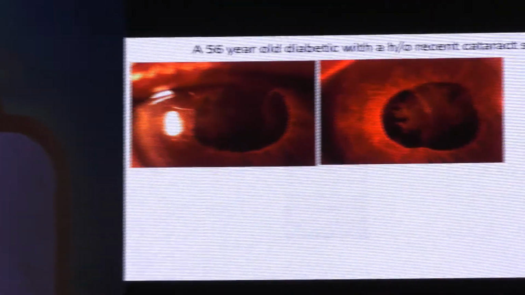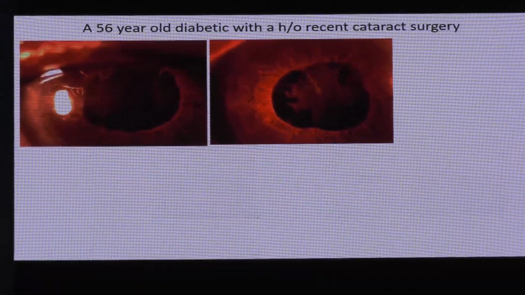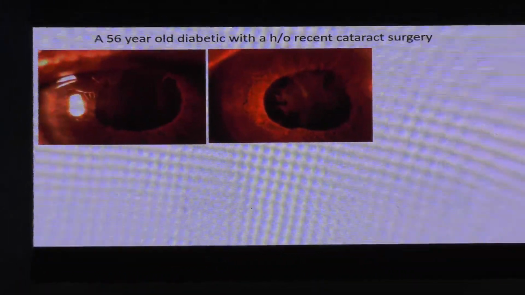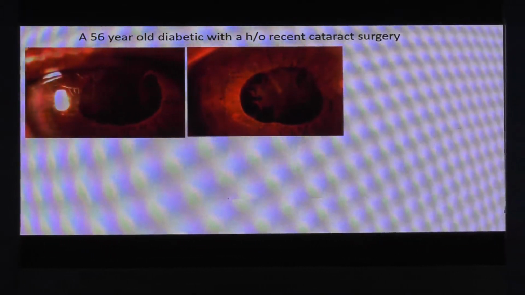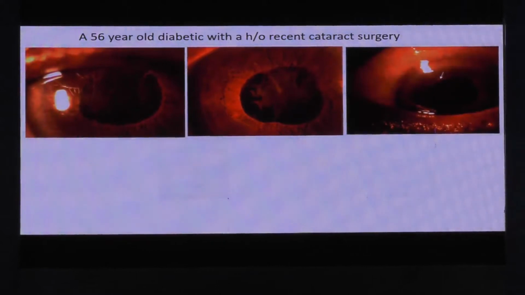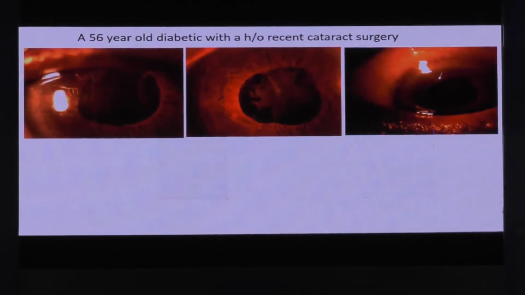This is a 56-year-old diabetic with a 1-week history of recent cataract surgery, and at the end of 1 week, she develops intense fibrin like this, and even with topical steroids, the contraction is there, but it doesn't settle down very well. And if you notice carefully, along the wound there is a keratic precipitate which has developed.